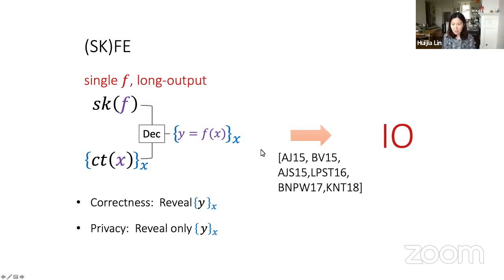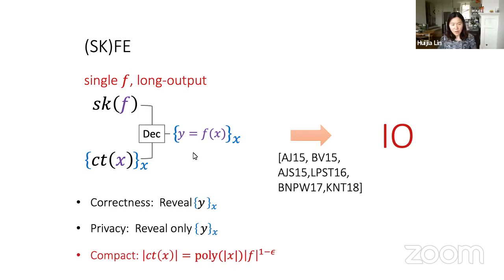Let's come back to the task of constructing IO. It turns out that for constructing IO, we just need a weaker variant of this functional encryption, which will only ever give out a single secret key. But you need to think about this secret key as encoding a function that has a very long output instead of a single output. And here, obviously, we will still allow lots of different ciphertexts for different inputs, and privacy makes sure that only the right output is revealed.